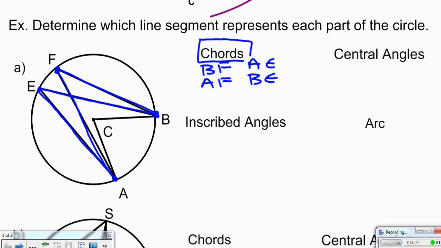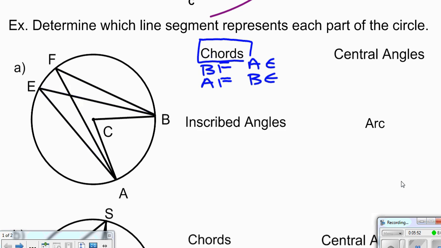Okay, so we list both endpoints to say where the line starts and ends. We did not use the 2 middle ones because hopefully you noticed that A to C and B to C are actually radii lines or radius lines. So they are not considered chords. I'm going to erase these and then I'm going to put up the central angles.